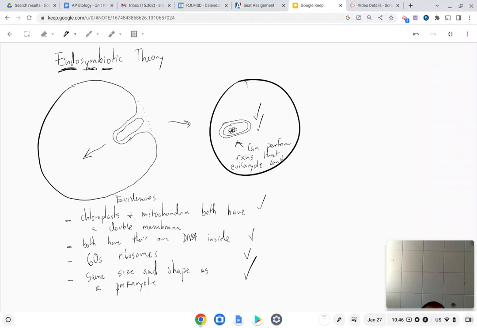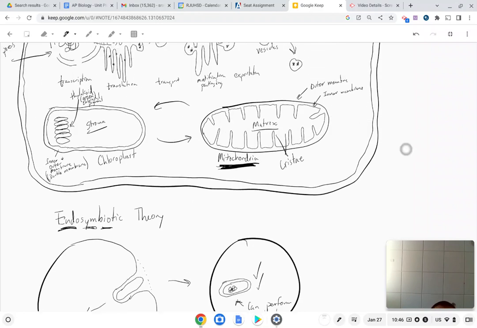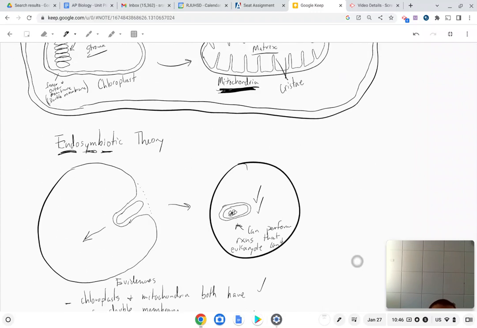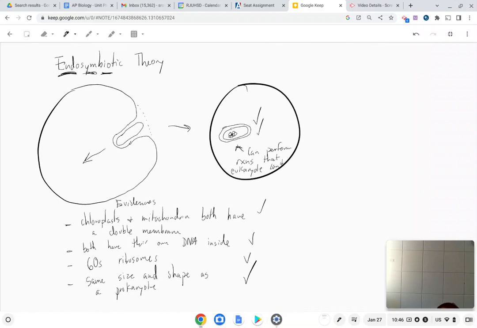Okay, that's going to conclude things here for our discussion of eukaryotes, and we'll go into more depth later. But these are the things you need to know right now.